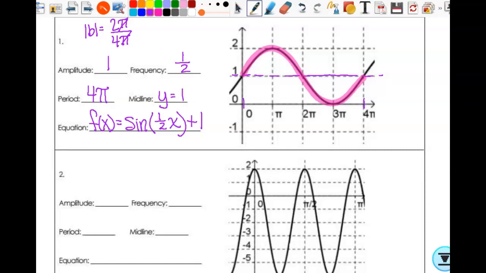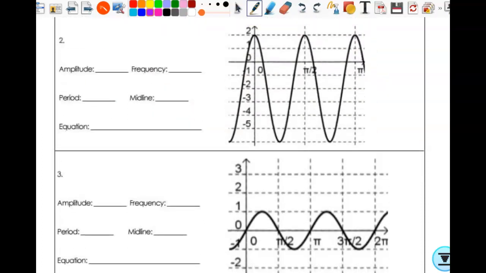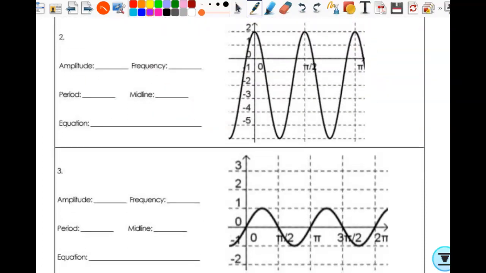All right, let's look at number 2. So I'm going to go for my midline first. I'm going from -6 to 2. So that's 1, 2, 3, 4. I'd be right here. So my midline is at y equals -2.